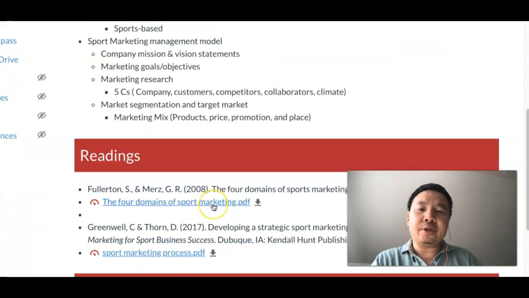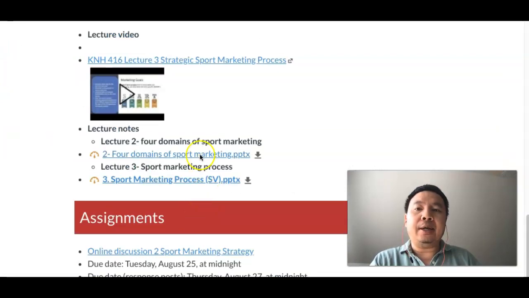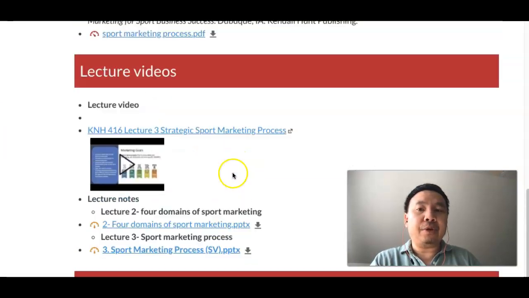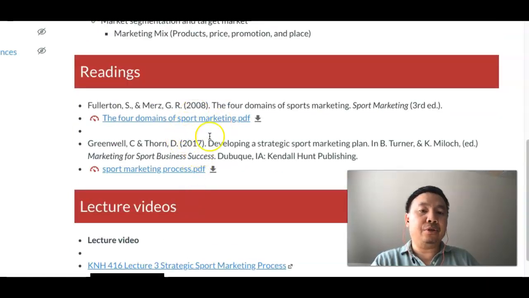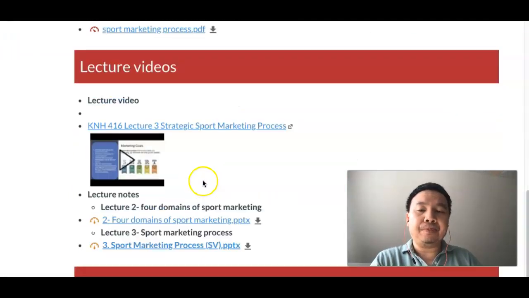I think this reading is very solid. I give you a photocopy of a chapter of the entire textbook. So you should be able to know what those 4 main domains are in sports marketing, right? Here are lecture notes. When you're watching these lecture videos, you can use the lecture notes. I have the lecture 3's notes. The second lecture's notes are actually kind of related to the reading that I want you to read.